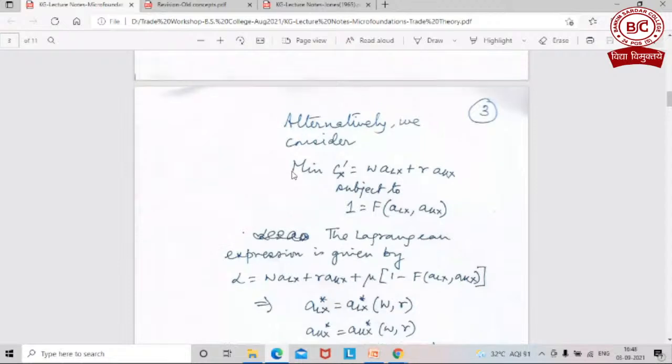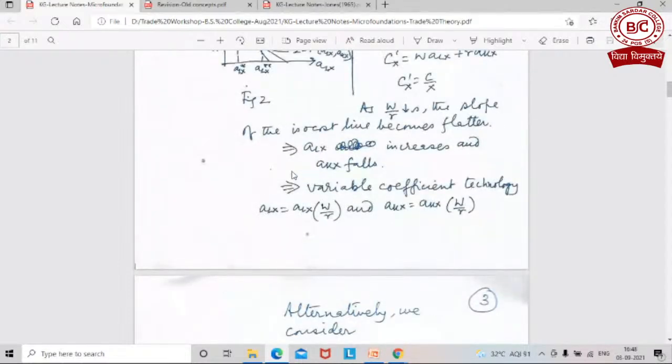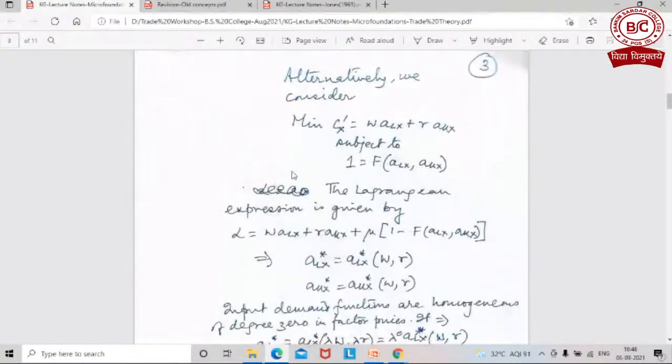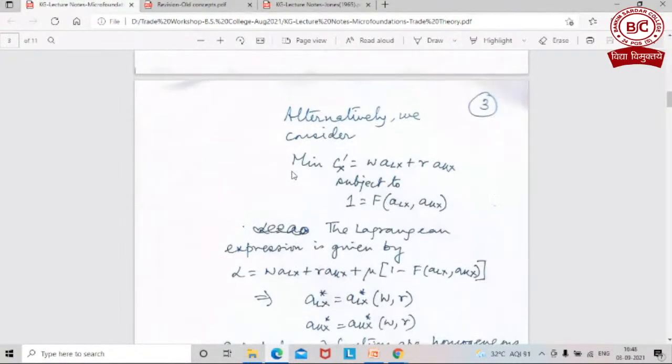Yes, sir. Is it not a contradiction? Because here I have considered ALX star is a function of W divided by R. But here I am saying ALX star is a function of W, R. How do you reconcile between these two? When I say this intuitively or using a diagram, I find ALX star is a function of W divided by R. Whereas when we consider it mathematically, we find that ALX star is a function of W, R. My point is very simple. Both are correct. How to reconcile between the two?